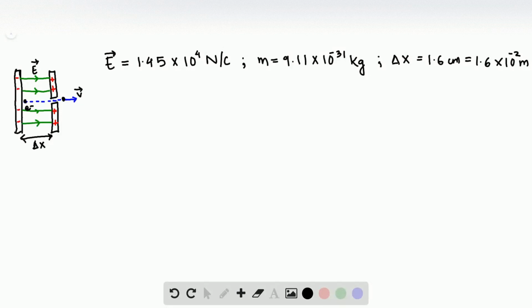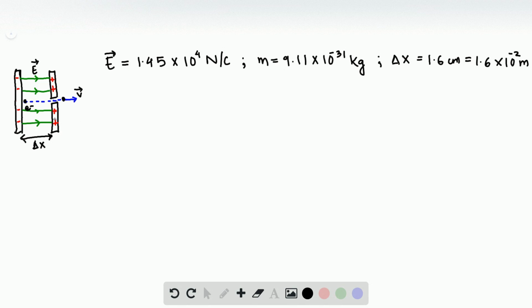So in this question, we have two oppositely charged parallel plates, and there is a uniform electric field between them whose value is given, and the distance between the two plates is given by delta x. So now an electron is accelerated from rest from the negative plate, and it passes through a tiny hole in the positive plate.